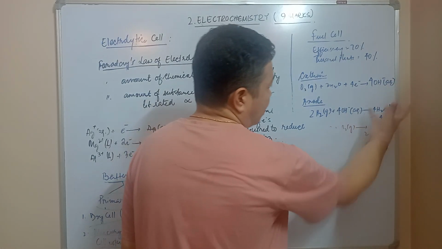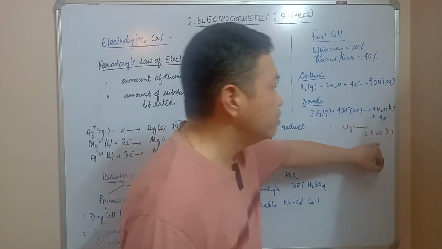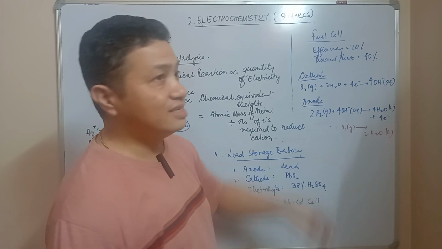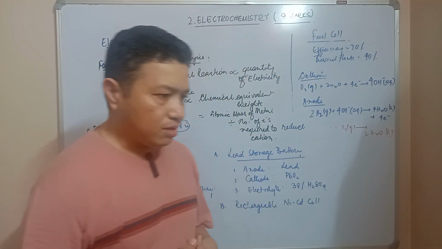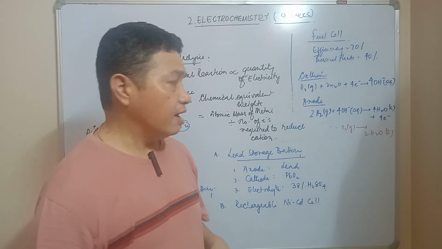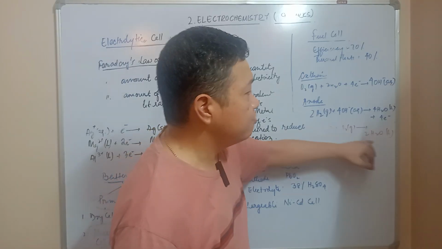So what is the end product? The end product is water. See, this is the whole reaction: hydrogen and oxygen react to form water. So the fuel cell is environment friendly. The end product is not poisonous or harmful to the environment. Hydrogen and oxygen react and form water.